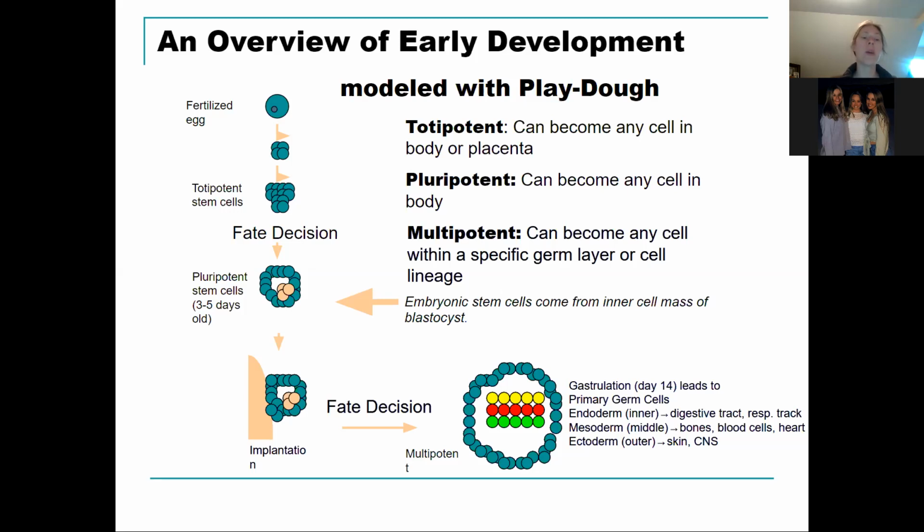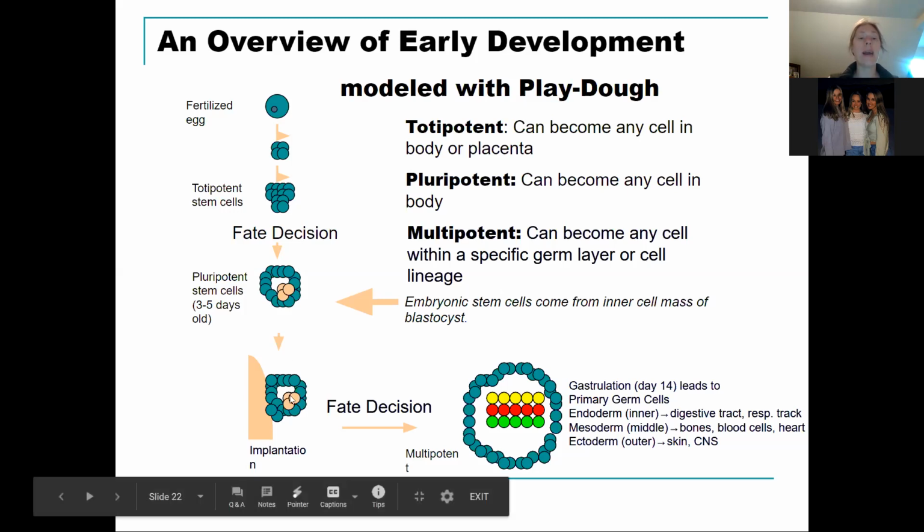So as we continue to divide, some cells are going to receive a signal that says you are going to become the placenta and only the placenta. You must follow the placenta instructions. And then these other cells, which are now considered pluripotent, and they're pink here, can become any cell in the body, but cannot become the placenta. So they'll never be able to read the placenta instructions, which are encoded in the DNA.